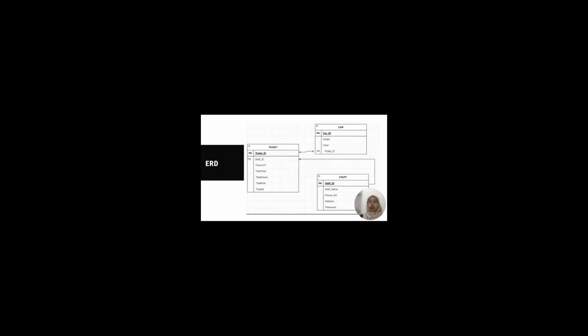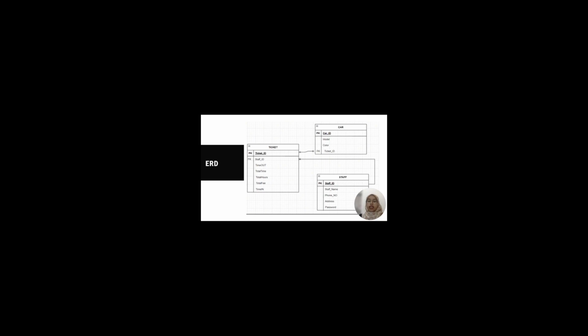Okay, now I will proceed with the ERD part. For our car parking system, we have three tables for the ERD. For the first table, we have the entity car. For the second table, we have the ticket as the entity. For the third table, we have staff as the entity. So for our ERD we have the relationships. The first one is 1 to 1 and the second one is 1 to many.